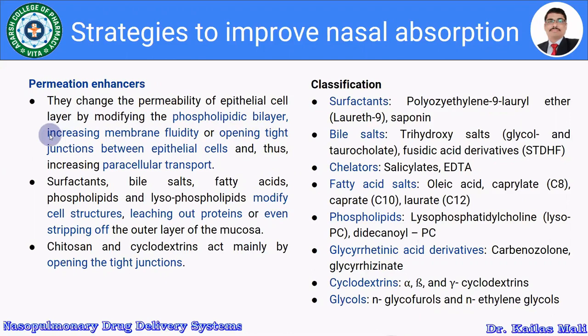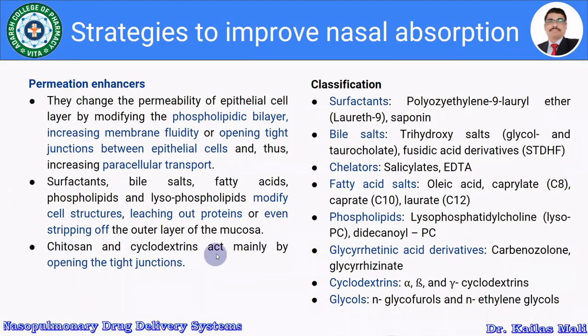Thereby, it increases the membrane fluidity or opens the tight junctions between the epithelial cells, and thus increases the paracellular transport. Surfactants, bile salts, fatty acids, phospholipids, and lysophospholipids modify the cell structure, leaching out the proteins, or even stripping off the outer layer of the mucosa, and thereby increase the nasal permeability of the drug.